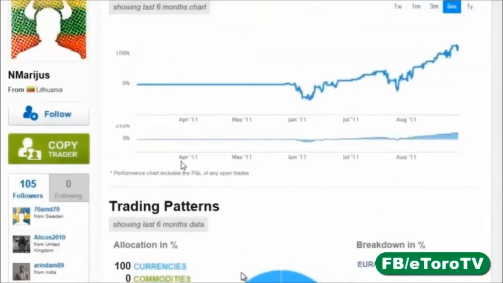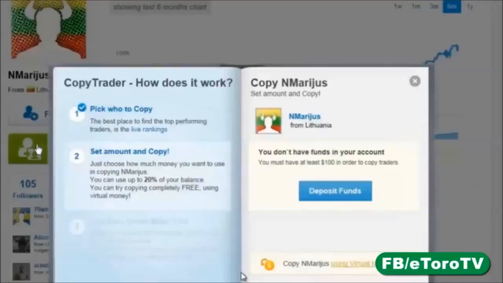And you know what I think? I think that this trader knows what he's doing with regards to the euro dollar. So when it comes to trading the euro dollar, I would like to copy everything that he does. Let me click on the copy trader and see what happens now. How does it work? Pick who to copy.